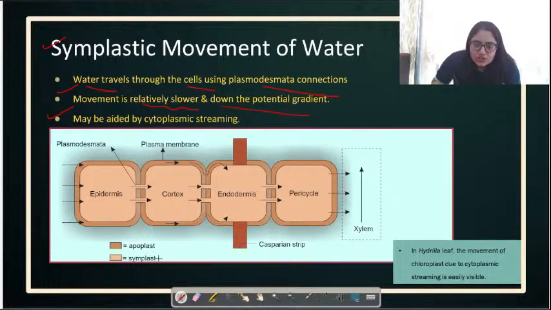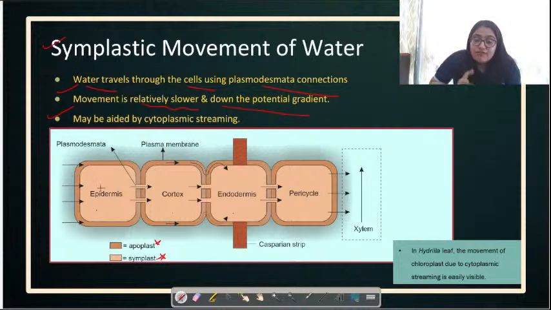As I told you, earlier we were focusing on the darker shade of brown to understand the apoplast pathway. Now I request you to focus on this lighter shade of brown in order to understand the symplastic movement of water. See students, the lighter brown color is present here. That means the cytoplasm or the protoplasm of the cell represents the symplastic movement of water.